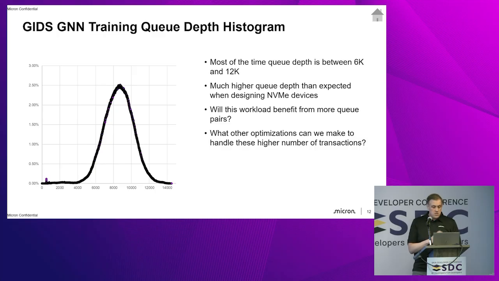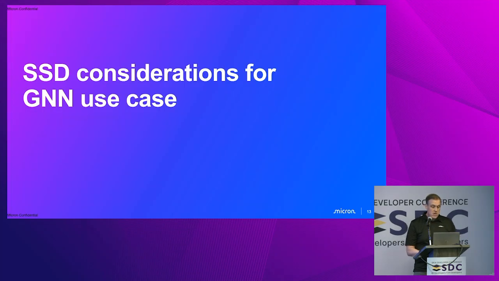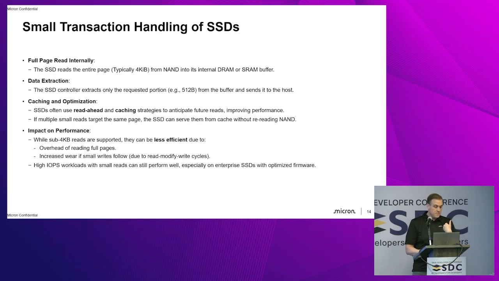This is the same data, just shown as a histogram over the entire test period. So you can see that most of the time the Q depth is between 6,000 and 12,000. This is a much higher Q depth than expected when everyone was designing NVMe devices originally. And then there are questions, what can we do in the future? What optimizations can we make to handle these higher number of transactions? Would this workload benefit from more Q pairs? It's hard to tell. I am going to now talk about how SSDs handle smaller than 4K transaction workloads currently.